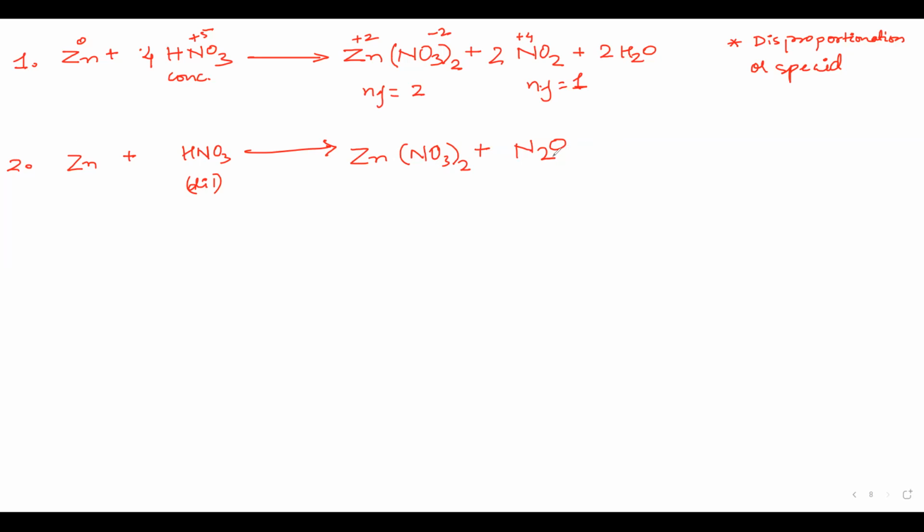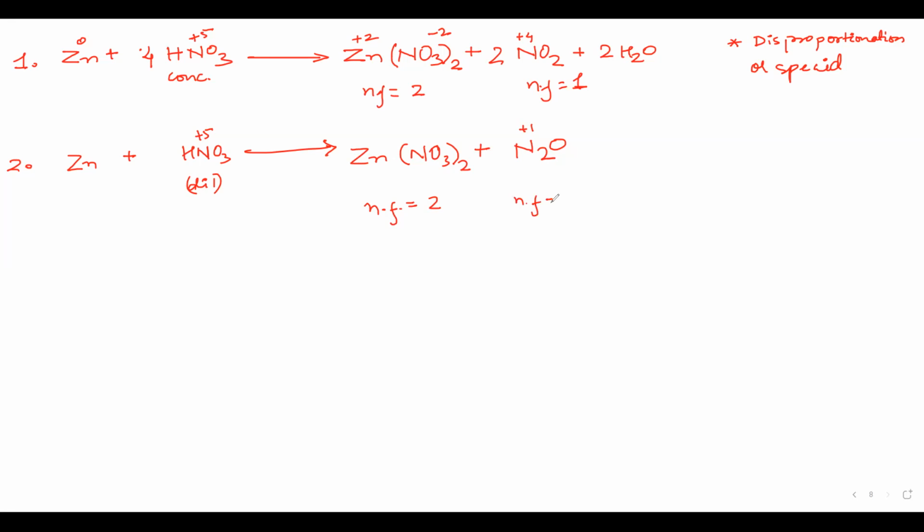We have to balance this side because here zinc and nitrogen are at +1 oxidation state, and here it is at +5 oxidation state. So we have to calculate the N factor here. Now the N factor for zinc is equal to 2. For N2O, here it is +5.